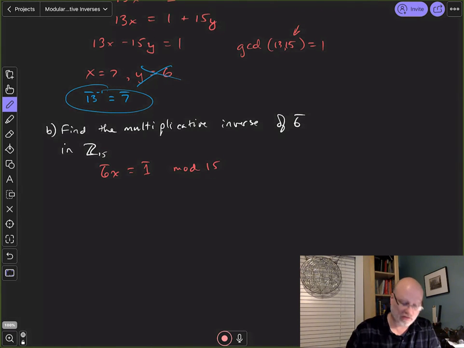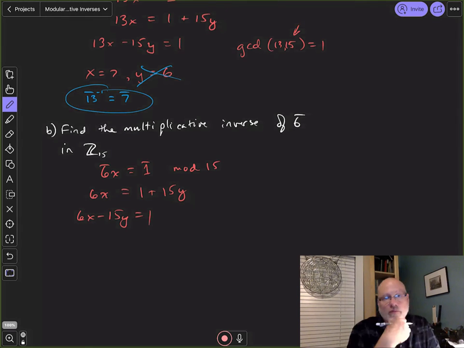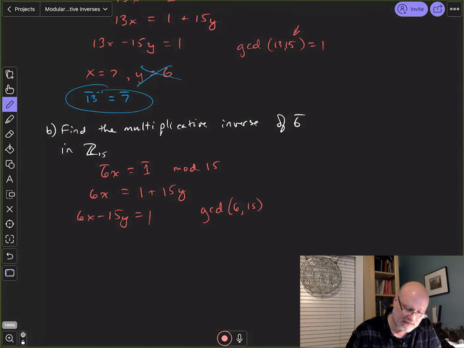So again, we can turn this into the ordinary integer. So we get 6x equals 1 plus 15y. And then that gives us 6x minus 15y. And if you remember your work from Diophantine equations, the GCD of 6 and 15 is not 1. So there's no solution to this. There's no integer solution. They have a common factor of 3, so it's not going to work. So we can't do it. So the answer here is no, it does not exist, which is good to know.